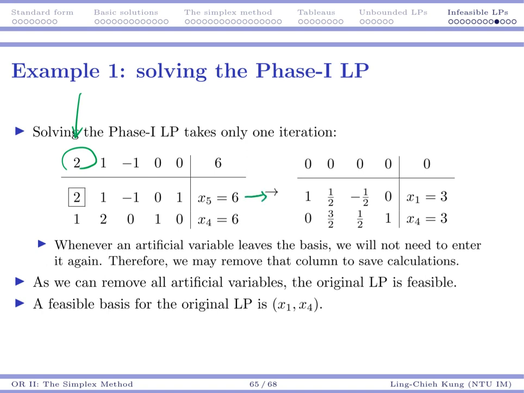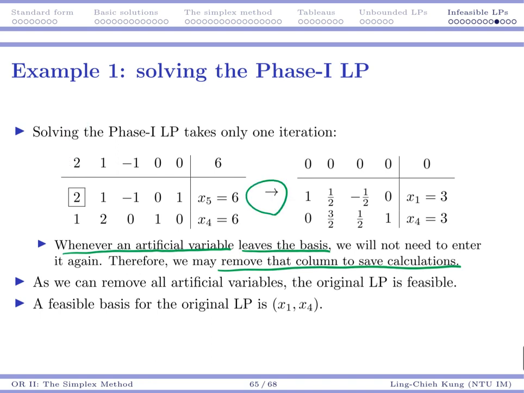So once we do that, we're done. We know x5 leaves the basis. And there is a fact that whenever an artificial variable leaves the basis, we will not need to enter it again because there is no benefit at all. So if we want to save some time in doing handwriting calculations, we may remove that column. That's why from the left to the right, after one iteration, one column disappears. The column for x5, the artificial variable, disappears.